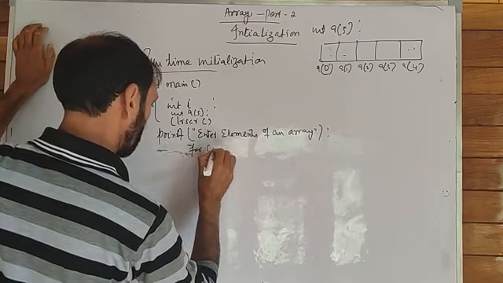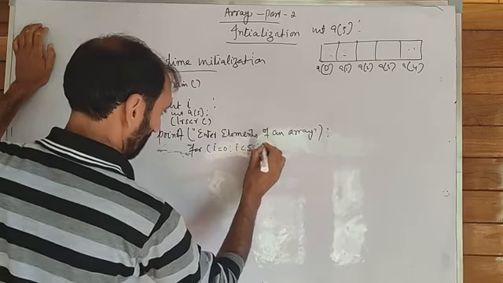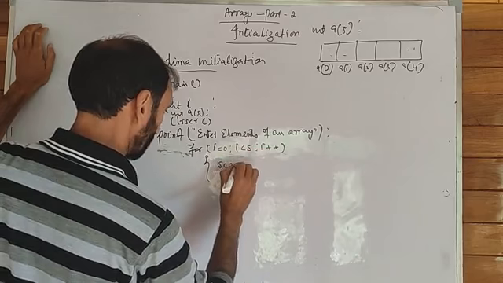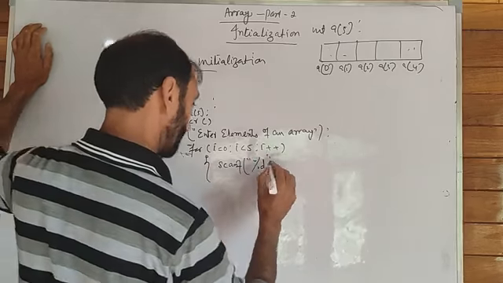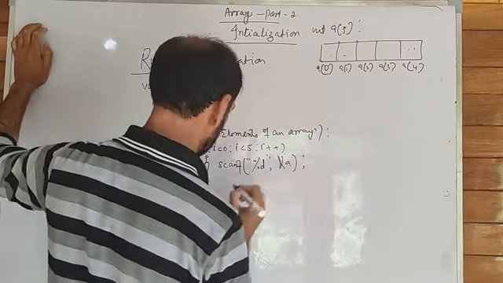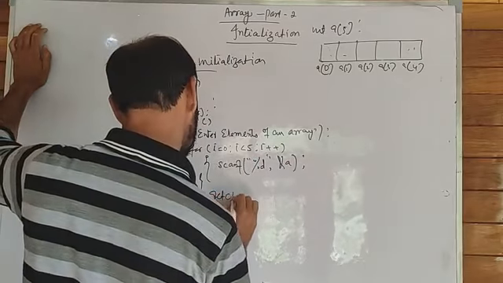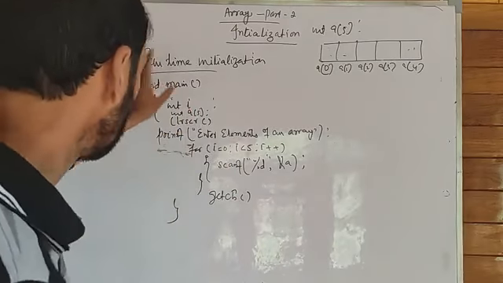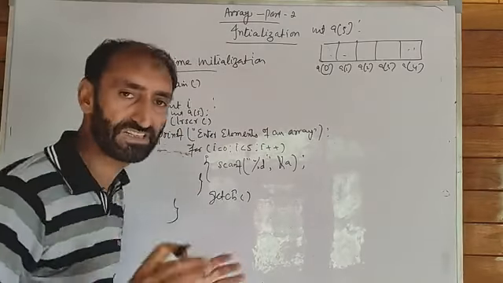For i equal to 0, i less than 5, i plus plus, scanf with the format specifier and address of a[i]. Now let us make the program, where we will see how the runtime initialization takes place.